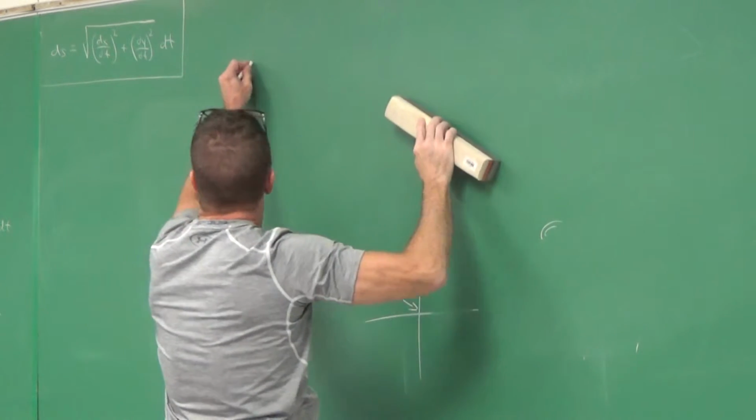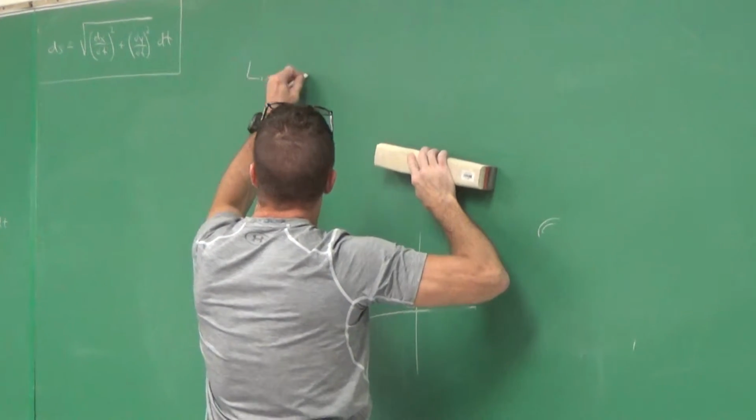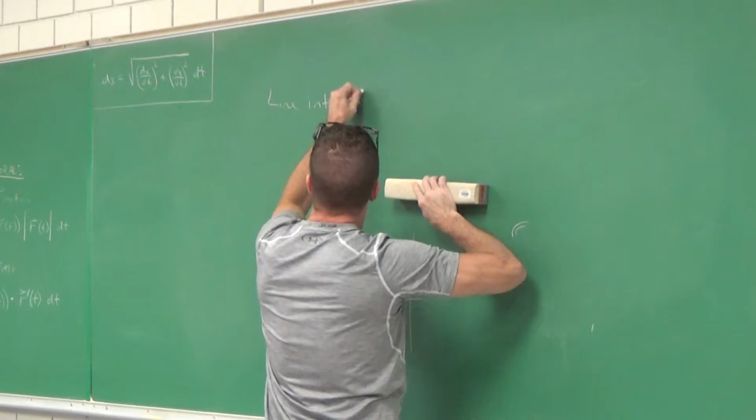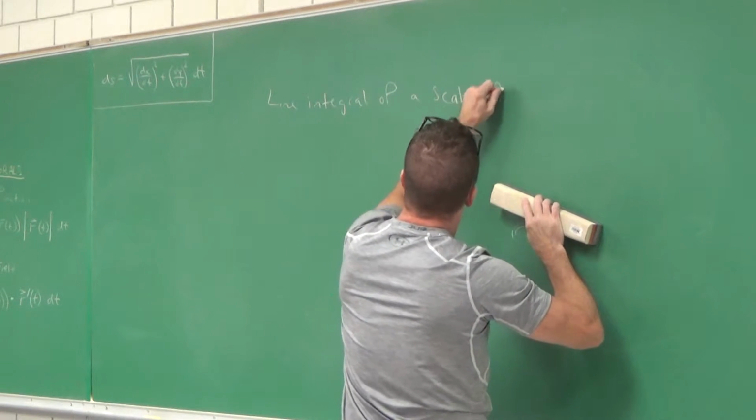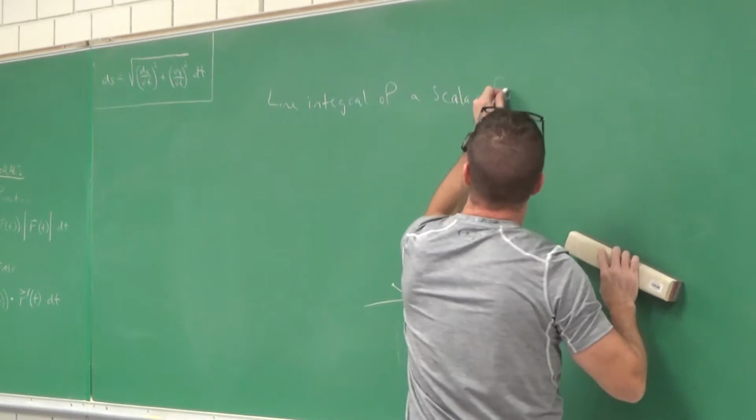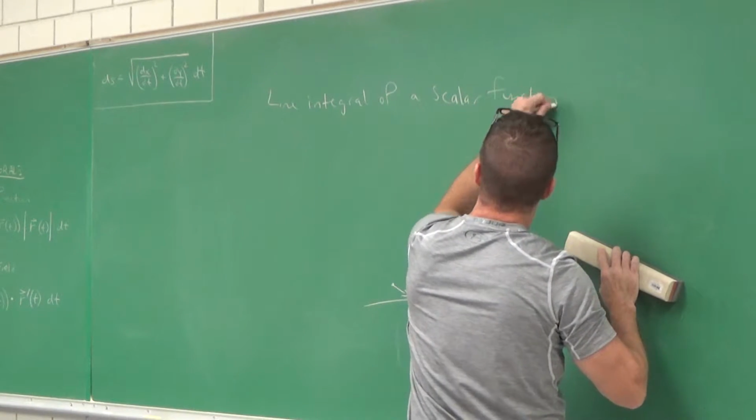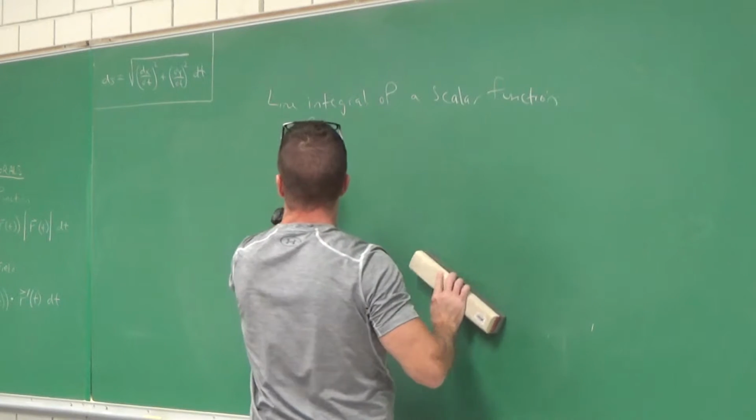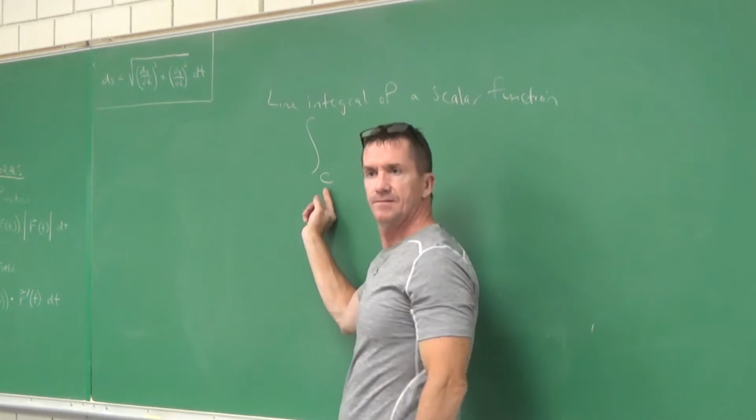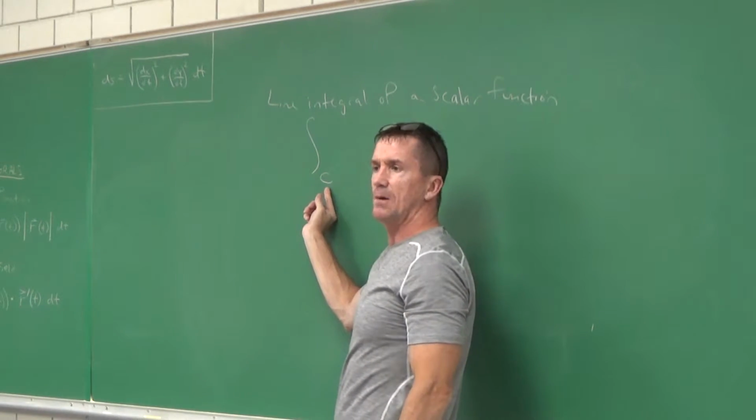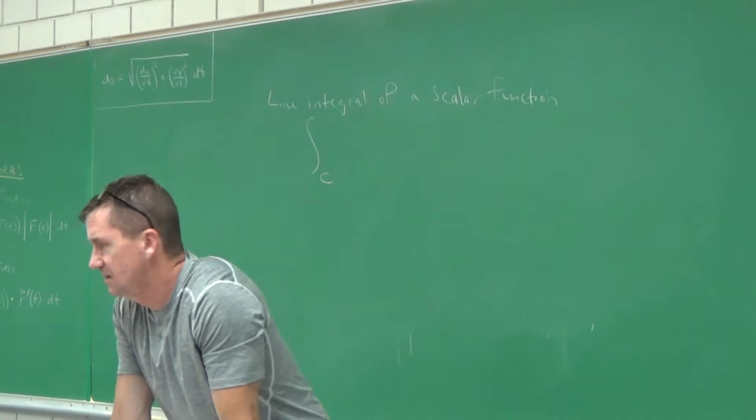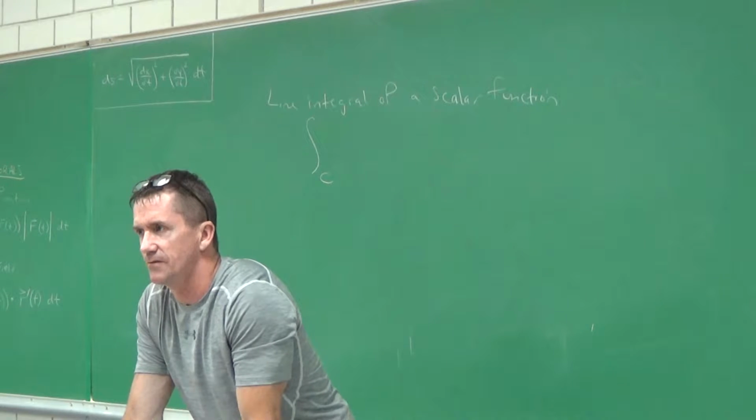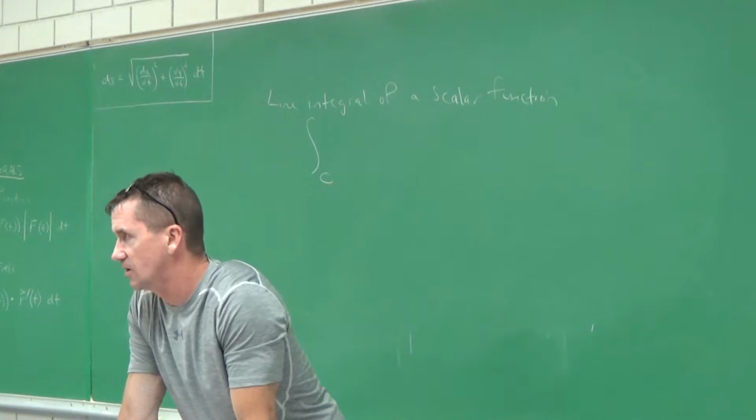The line integral of a scalar field, or scalar function, is written as, first, they put a C here. That C represents actually the curve. So these are called line integrals. Maybe we should call them curve integrals. Most of these problems are going to have curves.